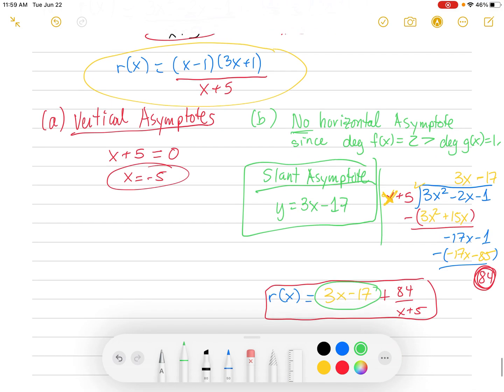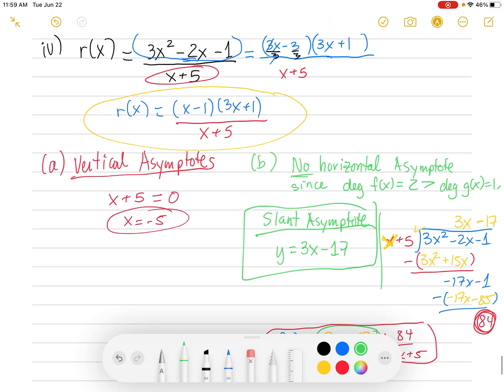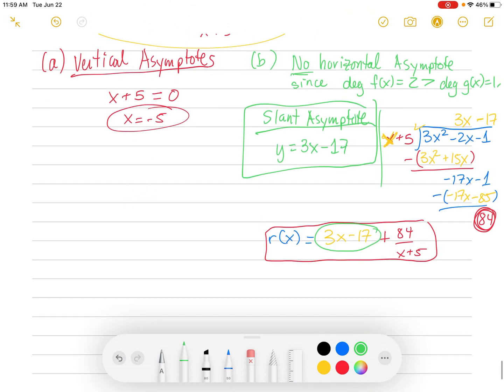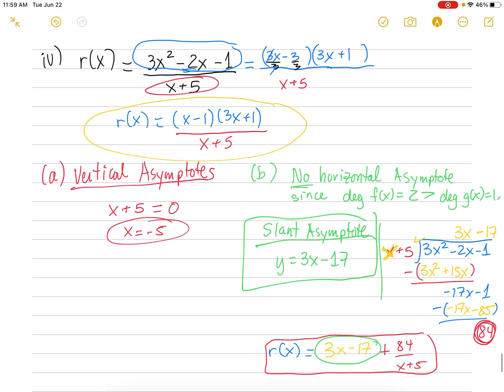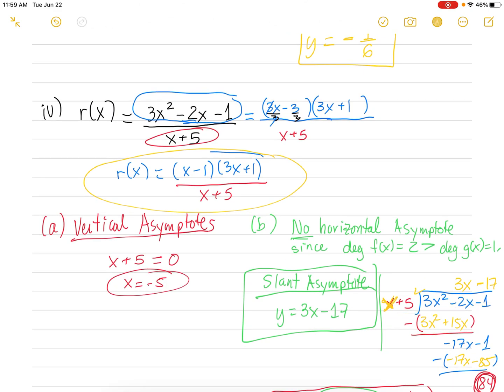All right. So we have a vertical asymptote at negative 5 for this function. We have not a horizontal asymptote, a slant asymptote of 3x minus 17. What else do we need to find? We need to find the x-intercepts. That's right.